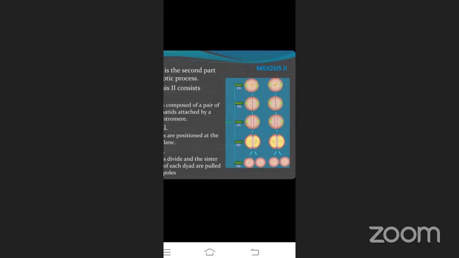Another one is the cytokinesis 2. So karyokinesis is followed by the division of cytoplasm. In plant cells, a wall is laid down, resulting in the formation of four haploid cells.